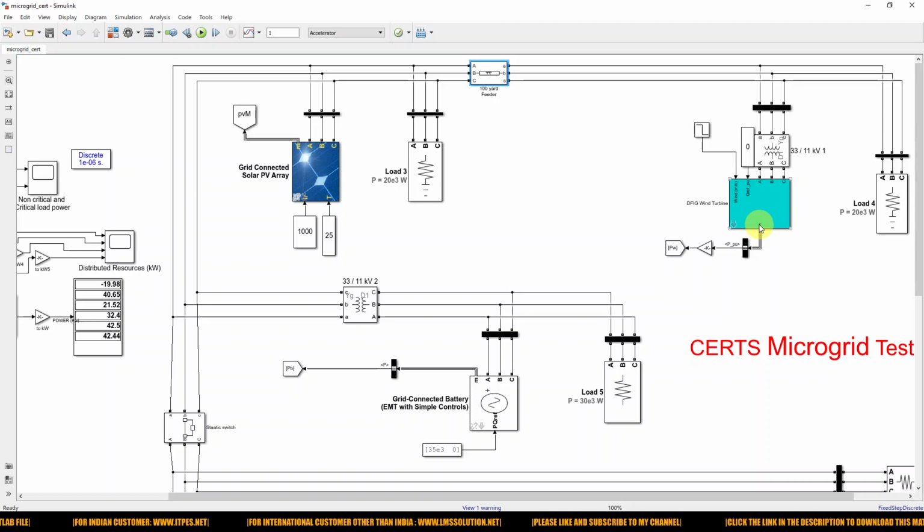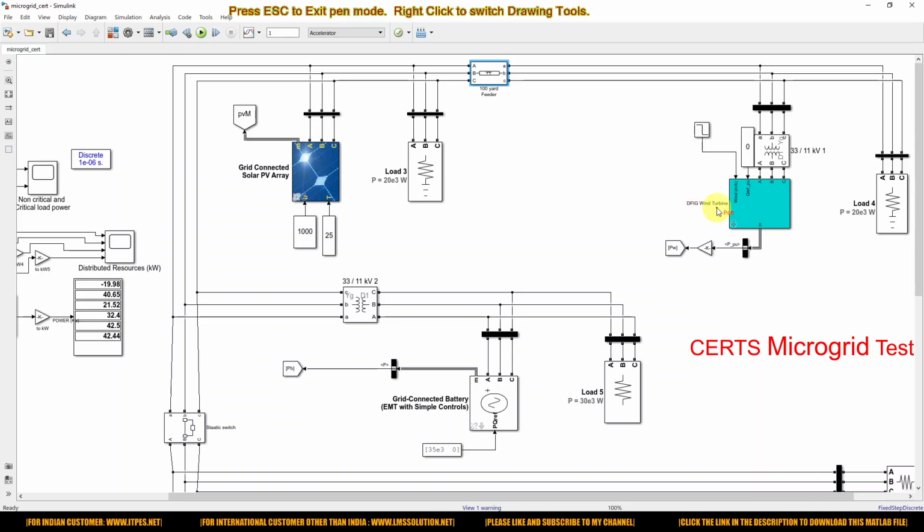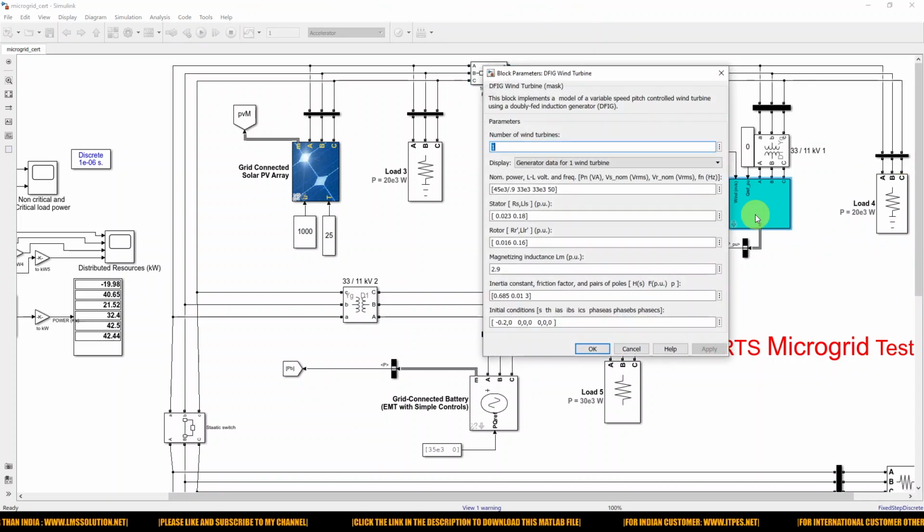And then here we are using a DFIG wind turbine, and then we have a step down transformer here, 33 to 11 kilovolt, and then here we have the local load of 20 kilowatts, right? So open this one. This is the data of the generator: 45 kilowatt divided by 0.9.